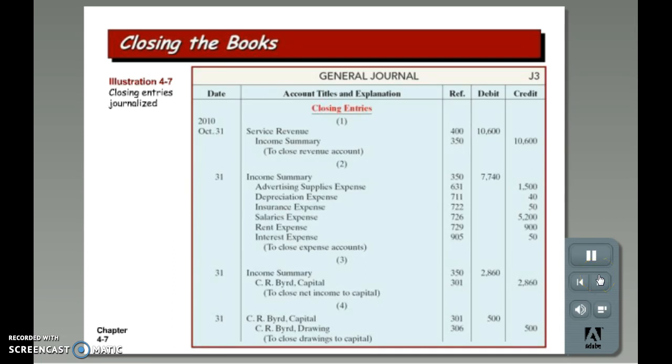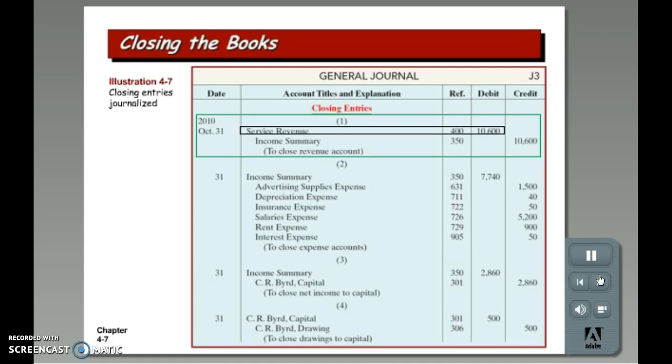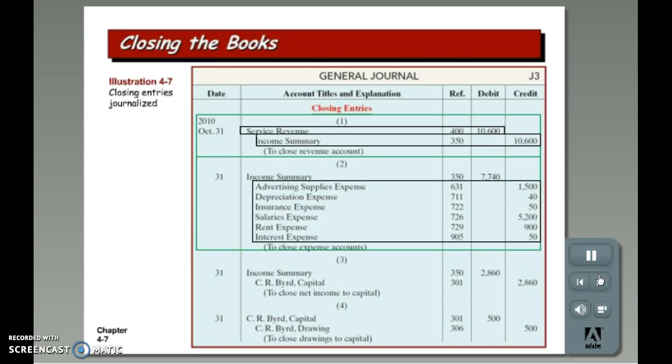Here is an illustration of the closing process. The first closing entry closes the revenue accounts. Because revenues have a normal credit balance, in order to zero them out, it is necessary to debit these revenue accounts and then credit the income summary account. The result will be an ending zero balance in the revenue accounts. The second closing entry closes out the expense accounts. Because expenses have debit balances, to zero them out, it is necessary to credit each individual expense account. The income summary account is debited for the amount of total expenses, in this case $7,740.